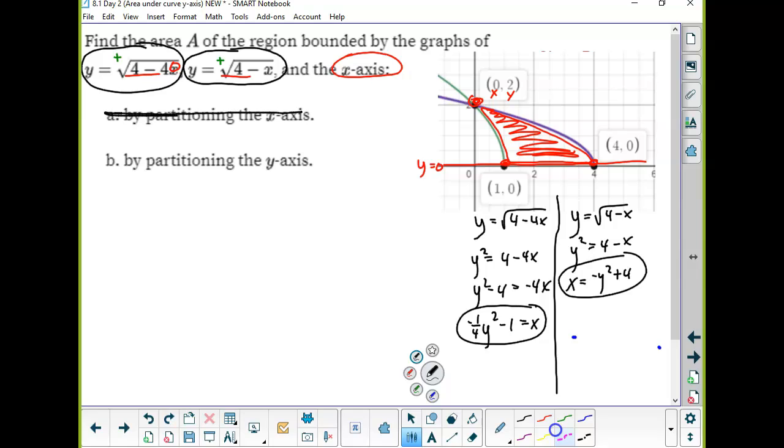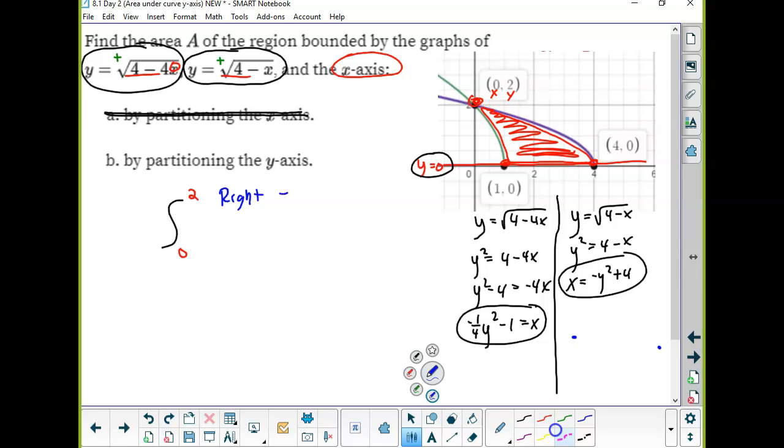We're not going to do the x-axis one. We're just going to look at the y-axis. So we're shifting our thinking. If I'm going to do the bounds here for the y-axis, what's the lowest y value that I have here? 0. Right, perfect. I'm going to go from 0. Now what's the highest y value that I reach? 2. Okay. And then we're going to subtract.